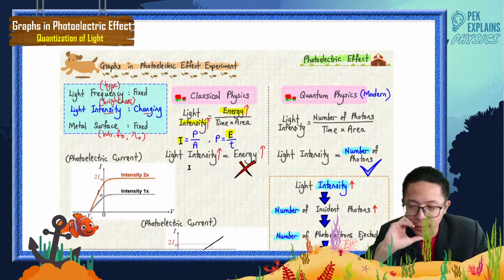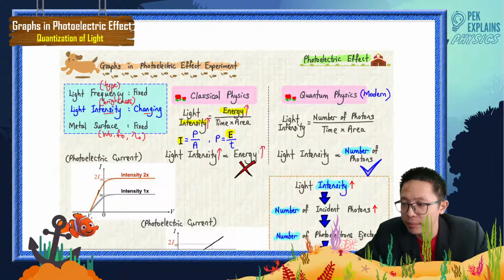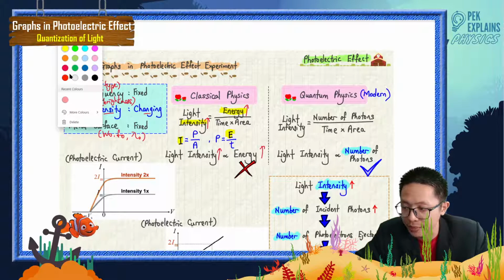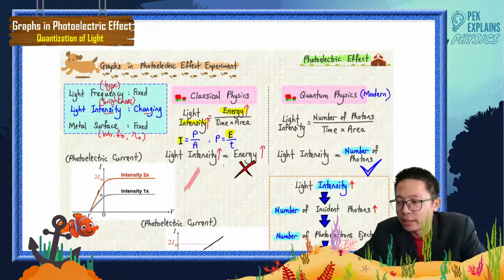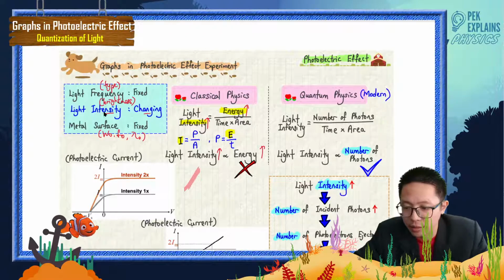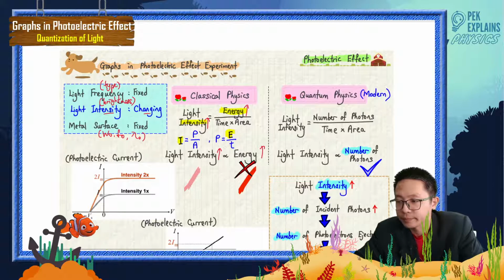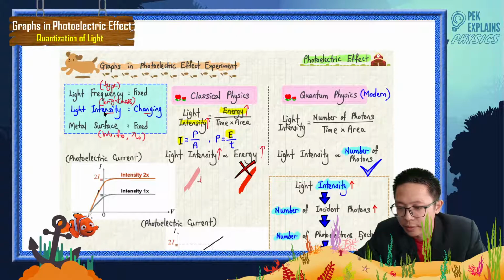Maybe I can summarize here. Intensity in classical physics is about the brightness of light. Maybe now I fix red light. I just use red light. So this is the dim light, and this is the bright red light. He's saying the dim one has less energy, the bright one has more energy.